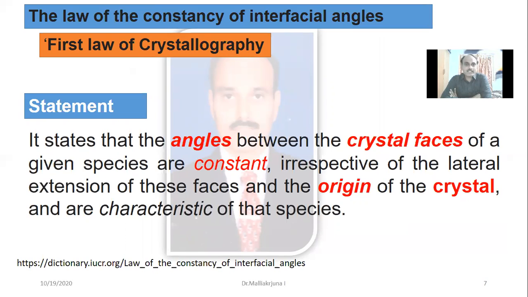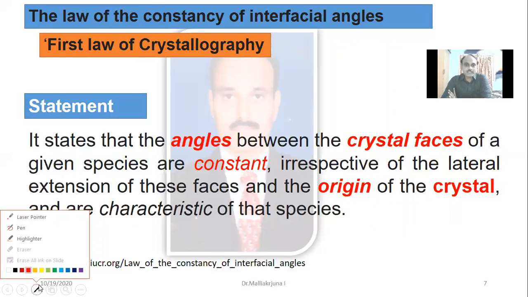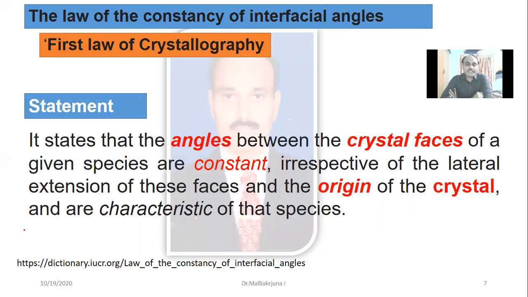What this law states is that the angles between the faces of crystals of a given species are constant, irrespective of the lateral extension of these faces and the origin of the crystal. All these are characteristic of that species. Here the species means a particular kind of mineral or compound. The crystals of that compound, irrespective of their origin, either natural origin or synthetic or artificial origin.